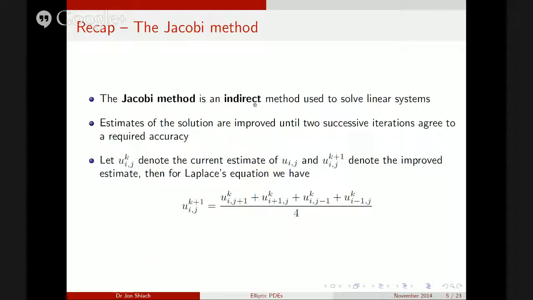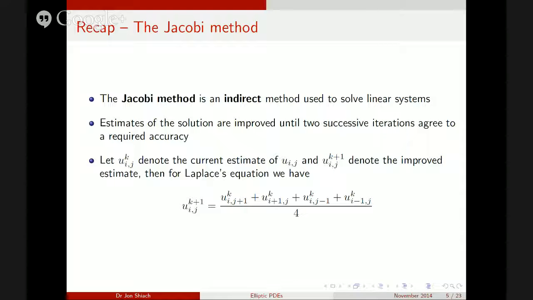Okay. And we looked at one method last week, the Jacobi method for solving those computational nodes. It's an example of an indirect method. Okay, indirect means we iterate over and over again until eventually 2 iterations are close enough together for us to say, okay, that's accurate enough. Okay, indirect methods are, in general, iterative methods.